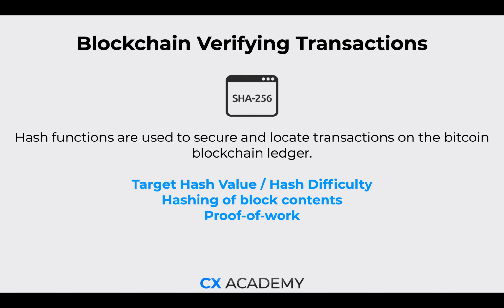So they verify transactions by hashing the block's contents. Okay, and linking these blocks, making sure that transactions are secure within the blockchain. And then the proof of work. This is the work, the computational power that the miners are doing to try and solve these mathematical problems. Okay, so that's how they verify the transactions. It's all encryption based.